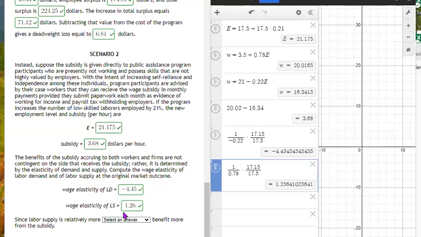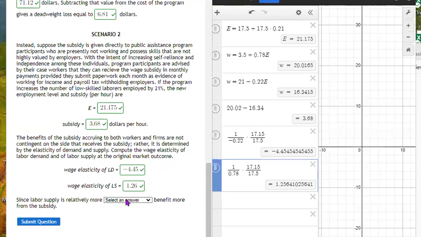So 1.26 is closer to being inside of 0 and 1 than is 4.45. So what we can say is, since labor supply is relatively more inelastic, employees benefit more from the subsidy, right?